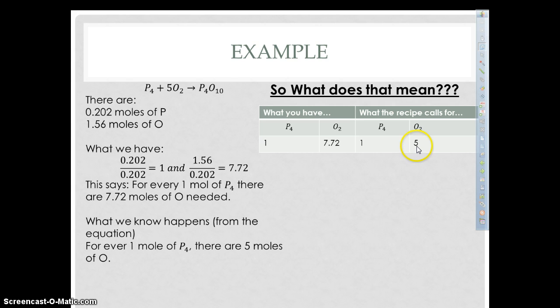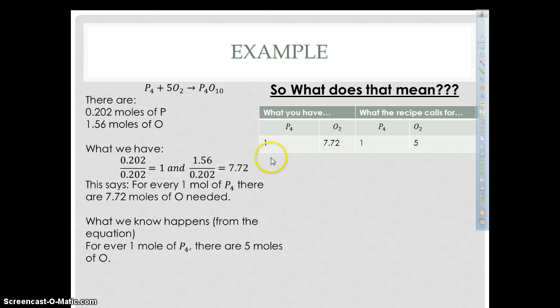Now, oxygens, the recipe asks for at least 5. So every time I have 1 phosphorus, I have to have 5 oxygens. I have 1 phosphorus, and I definitely have at least 5 oxygens. I have more than that. I have 7.72. So in this case, I have too much of the oxygen. So if I wanted to react away all of this oxygen, I couldn't because I don't have enough of the phosphorus. So the thing that you have too much of, that's the excess reagent.